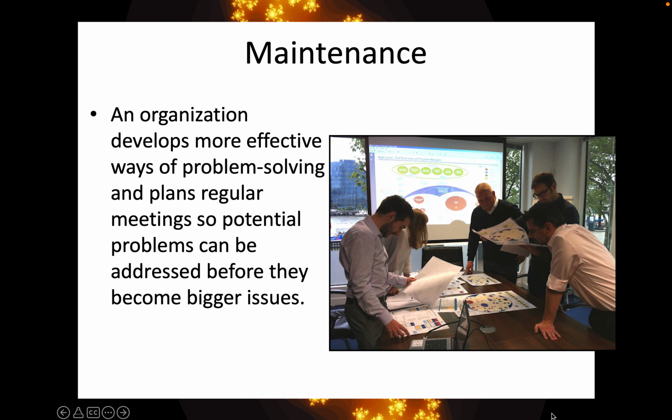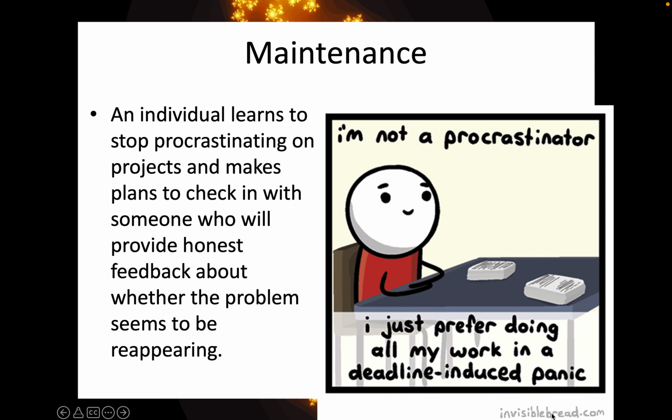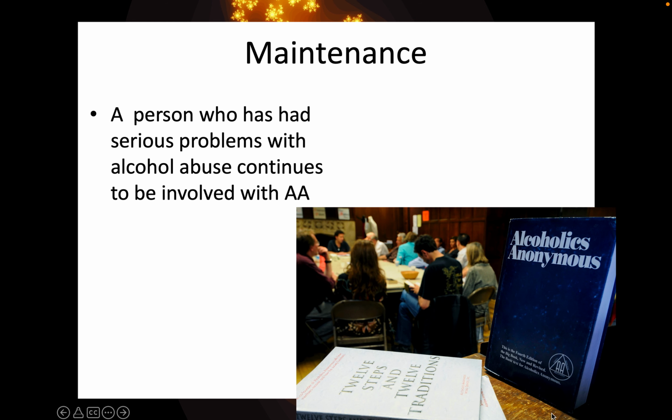An organization develops more effective ways of problem solving and plans regular meetings so potential problems can be addressed before they become bigger issues. An individual learns to stop procrastinating on projects and makes plans to check in with someone who will provide honest feedback about whether the problem seems to be reappearing. A person who has had serious problems with alcohol abuse continues to be involved with AA.